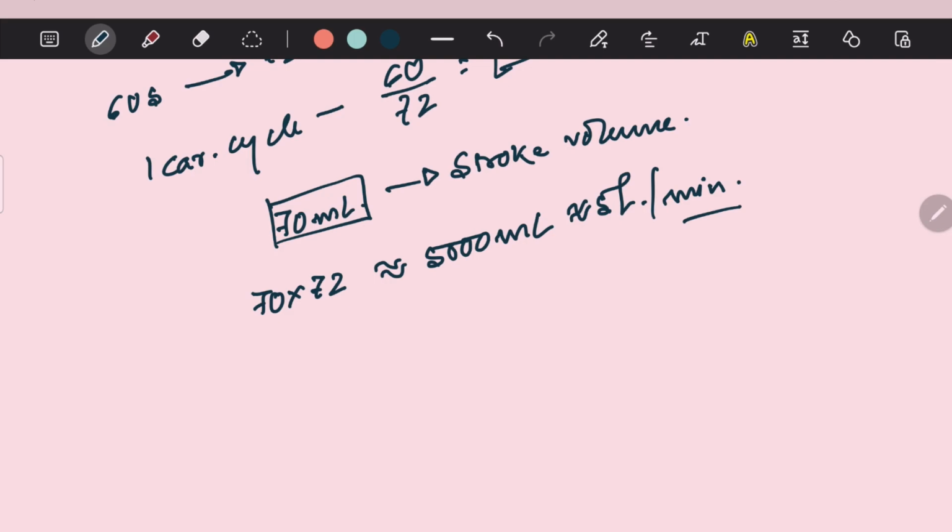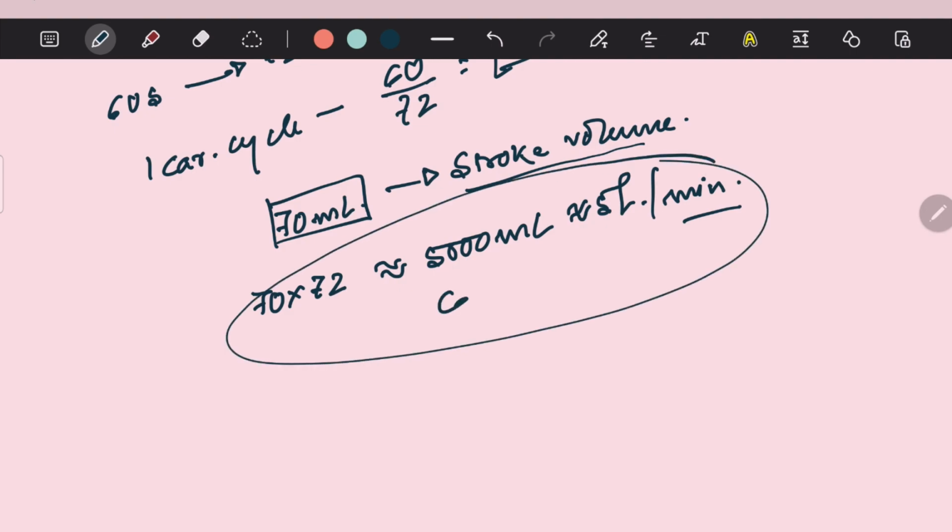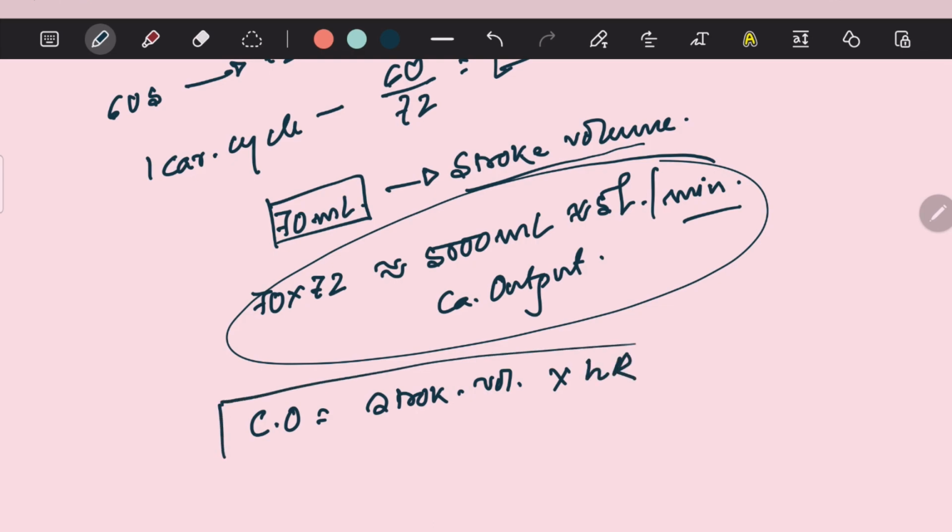Okay, so the body has the ability to alter the stroke volume and the heart rate when and where necessary. For example, when you are exercising, your heart rate increases, your heartbeat increases, thus increasing the stroke volume and the cardiac output. This volume is known as the cardiac output. So cardiac output is equal to stroke volume multiplied by heart rate. This is a formula that you should remember.